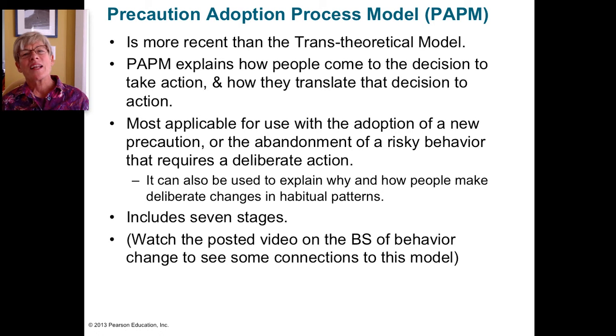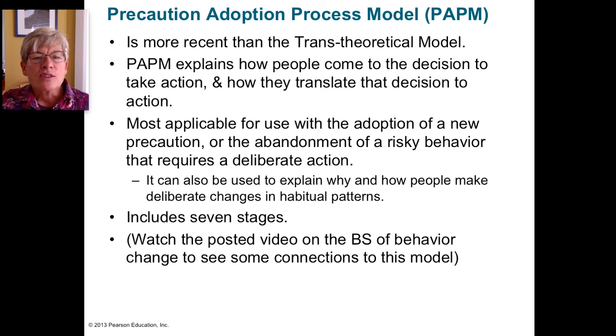It helps to explain how people come to the decision to take action and how they translate that decision into action. It is most applicable for use with the adoption of a new precaution or the abandonment of a risky behavior that requires a deliberate action. It can also be used to explain why and how people make deliberate changes in habitual pattern. And there are 7 stages.